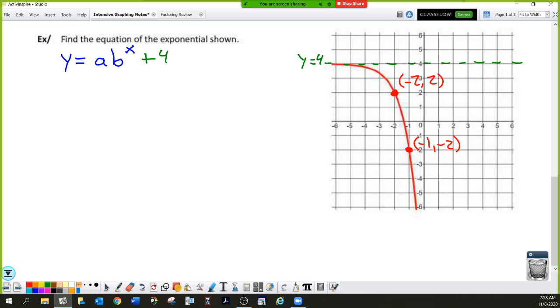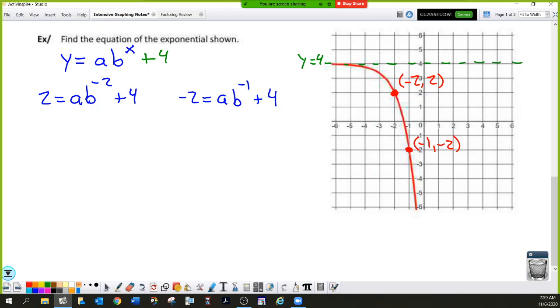Those are x comma y's, so you can plug them in as x's and y's. I'm going to plug in the first point, (-2, 2). So I get 2 equals ab to the negative 2 plus 4. And I'm going to plug in the other coordinate, building a system of equations. Negative 2 equals ab to the negative 1 plus 4.